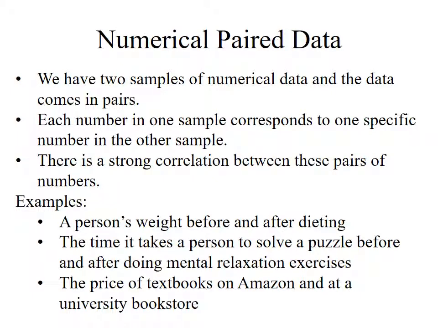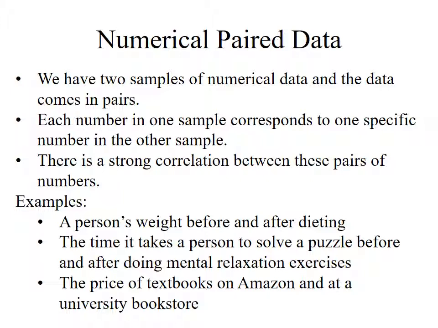Sometimes we're going to have two different samples of numerical data. And further, the data between these two samples comes in pairs, so that each number in one sample corresponds to one particular specific number in the other sample. And further, these pairs of numbers are strongly correlated. If one is large, then the other is likely to be large. If one is small, the other is likely to be small.